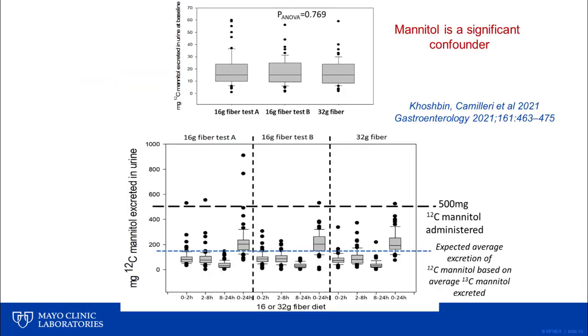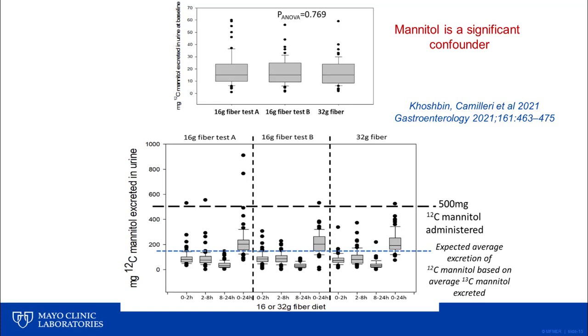The first important point is that mannitol is a very significant confounder. So even before, this is the baseline urine that we take before we gave 500 milligrams of mannitol, you'll see that there already was mannitol in the urine. And in fact, there was in some people up to 50 or 60 milligrams of mannitol in the urine before we gave this as the probe molecule. Now below, you'll see that we've done studies with 16 grams of fiber twice and 32 grams of fiber once, because we wanted to see, does a variation in the amount of fiber taken in the diet actually impact the results of the permeability measurement.